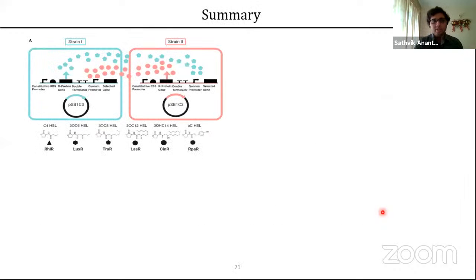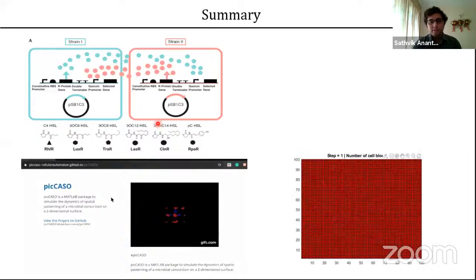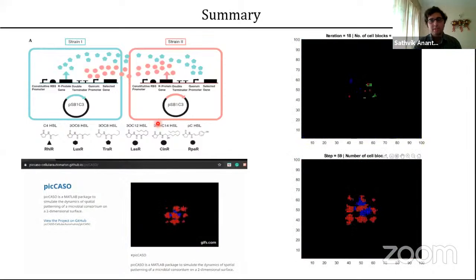So to summarize, we first proposed genetic circuits to implement a new form of communication that we're proposing, which is the quorum sensing mediated model. We then built a model that can simulate the behavior of a system that has communication using quorum sensing in this manner. And we ran the system for two strains as well as three strains, and we analyzed the behavior in each of these cases.